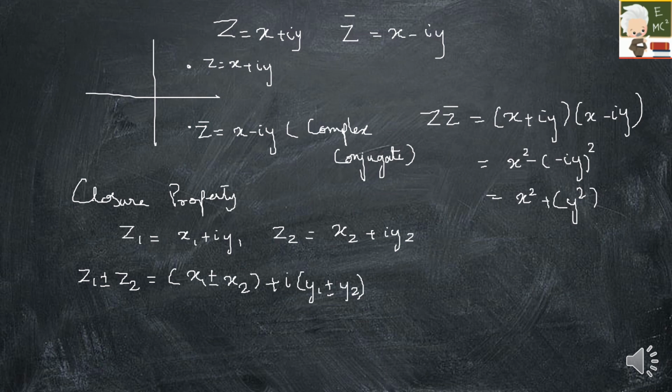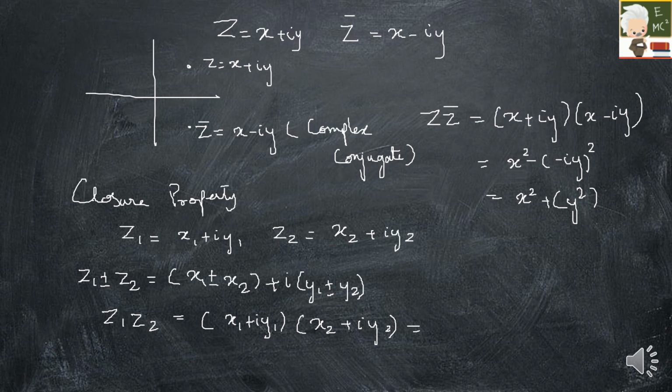These are some basic properties which you have done during your schooling itself. Next is z1 into z2. What will z1 into z2 be? It will be x1 plus iy1 into x2 plus iy2, right? If I multiply, after multiplying I have to write the real parts and imaginary parts separately.